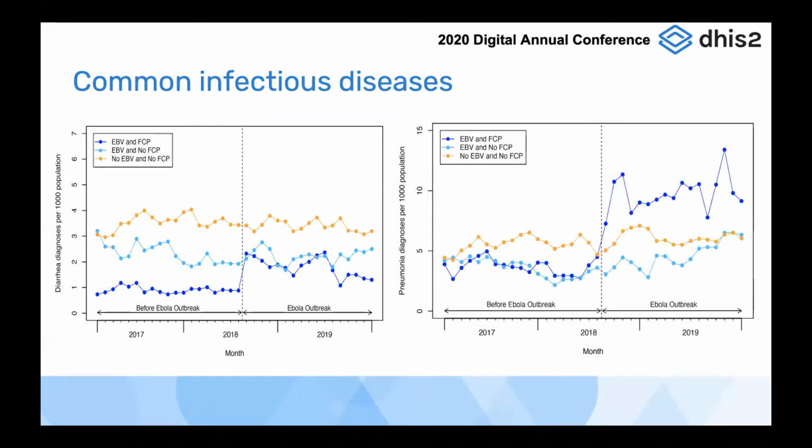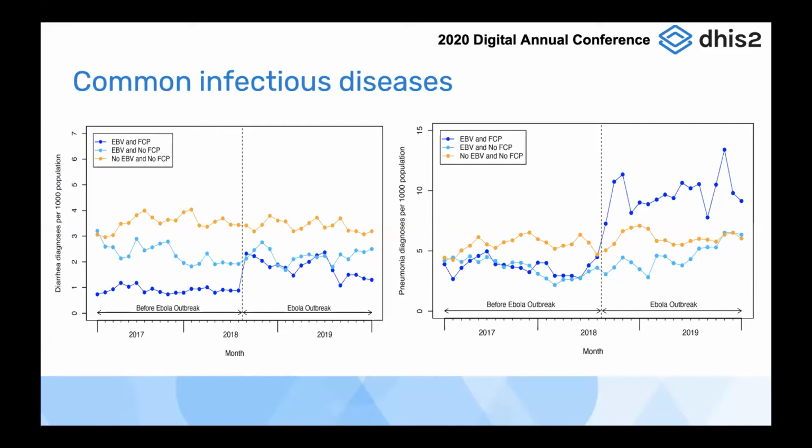Looking at the rates of pneumonia diagnosis, you can see, similar to what we observed for diarrhea diagnosis, that the free healthcare policy resulted in a significant increase in service utilization, reflected in the pneumonia diagnosis here, and the gain really remained during the outbreak. However, in the region without free healthcare policy but with Ebola, there were no changes observed relative to the control group.